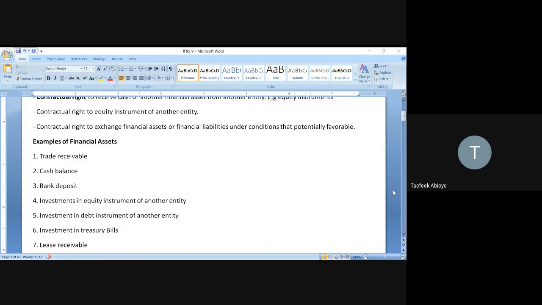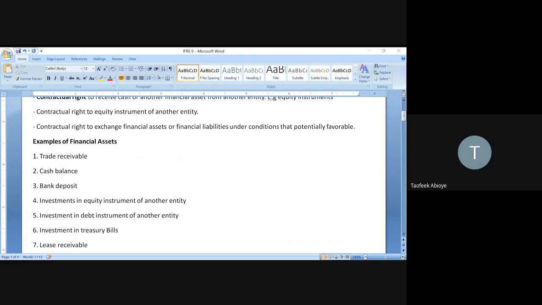Then we have bank balances, cash deposits, then we have investment in equity instruments of another entity. So when I invest in an equity instrument of another entity, it is a financial asset. Then investment in debt instruments. Can we see the difference? One is an equity instrument, two is a debt instrument.